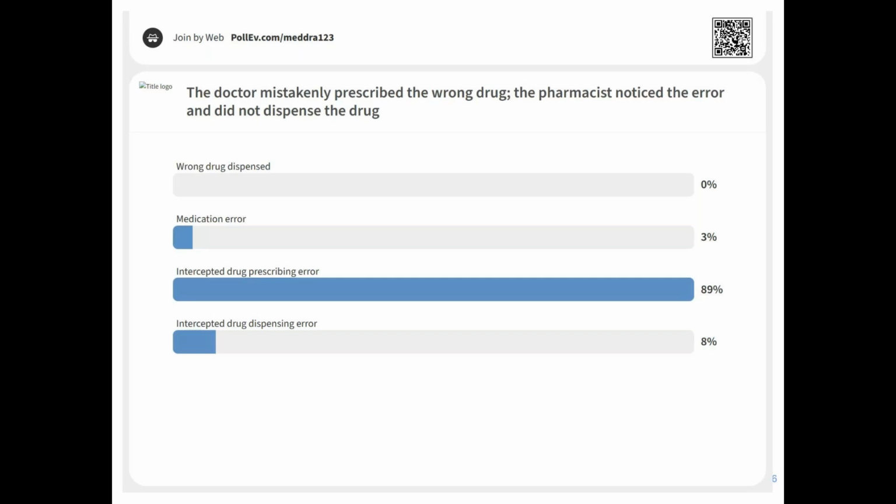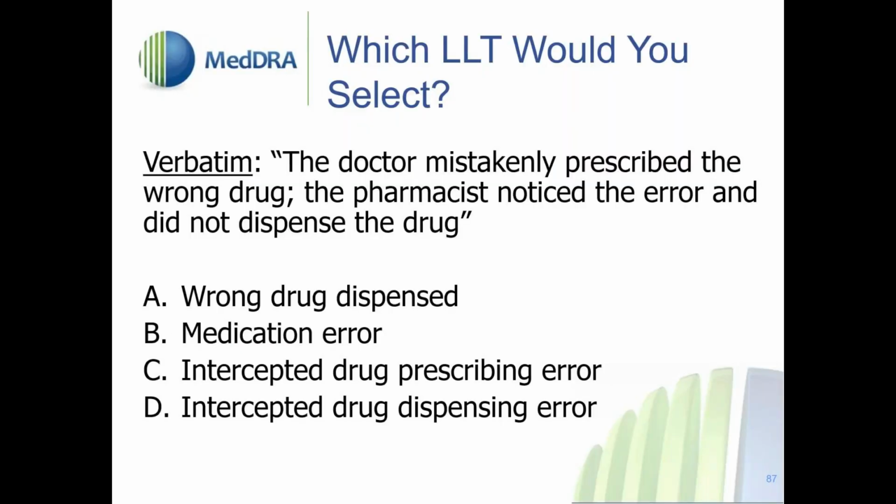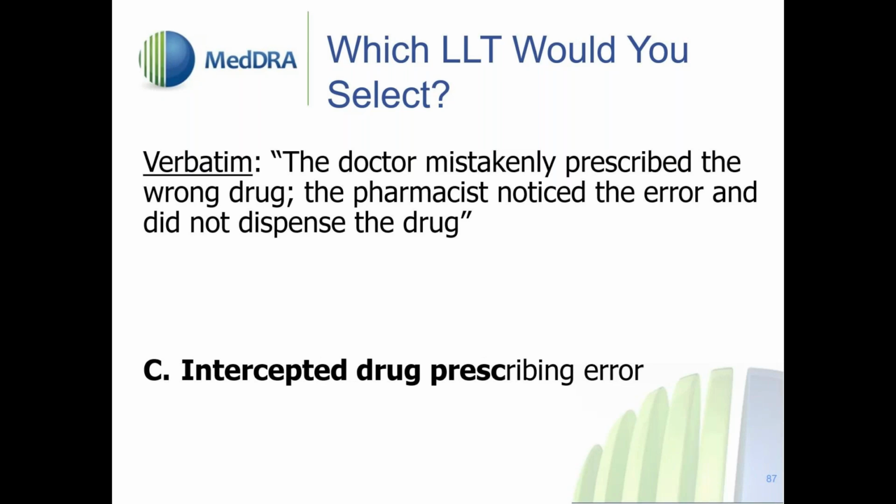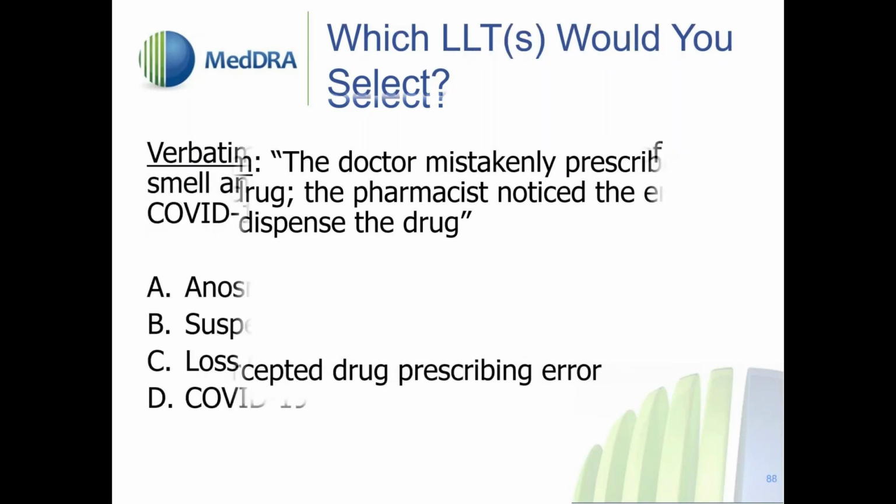So I'm very happy to see that you guys have a good hold on this one. The doctor made the mistake during the prescription. So it was a prescribing phase error, but the pharmacist caught it and it became intercepted. So in the points to consider documents and in the companion document, they do talk about intercepted error terms, where it should reflect the stage at which the error occurred, not the stage at which it was intercepted. So I'm very happy to see this response. You guys are doing really, really good. Very good. All right, how about this one?